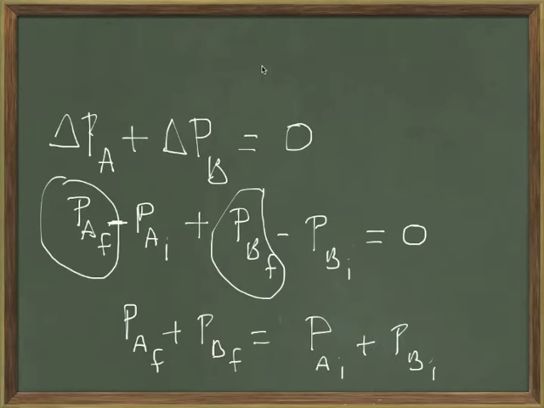So that's the statement of conservation of momentum, which says that if the system is isolated, meaning whatever happened in the system was one part of the system pushing on another part of the system, the momentum before should be equal to the momentum after.